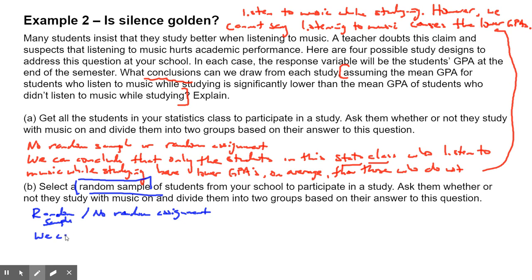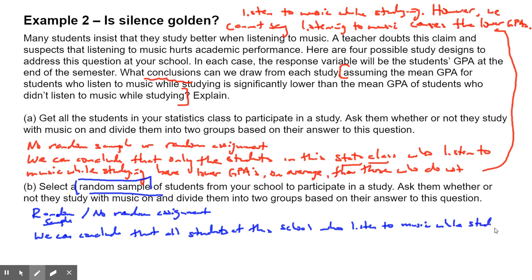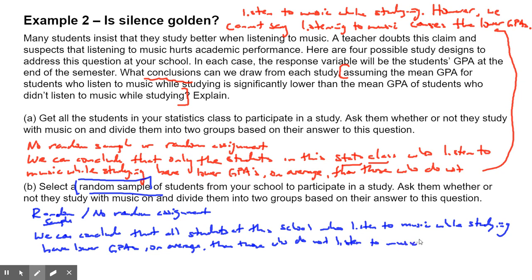We can conclude that all the students at this school who listen to music while studying have lower GPAs on average than those who do not listen to music while studying.